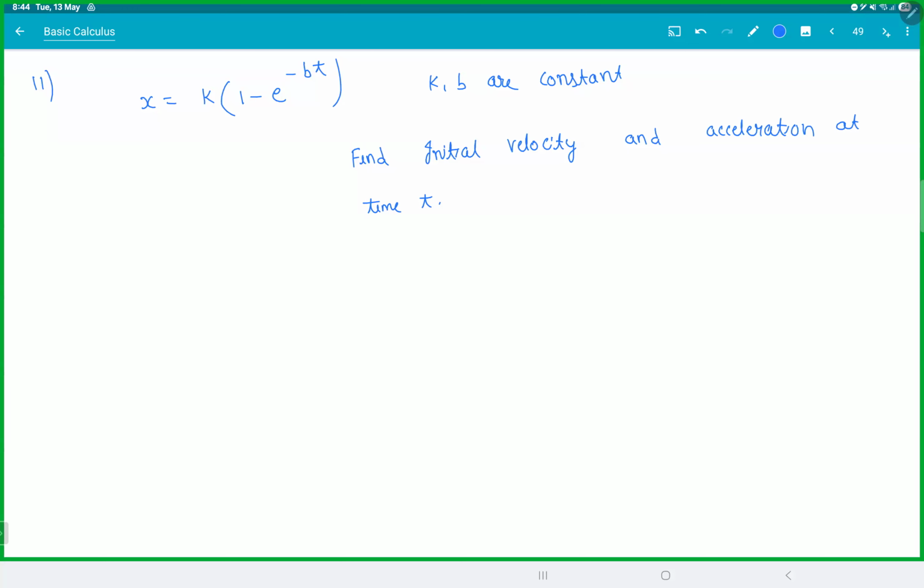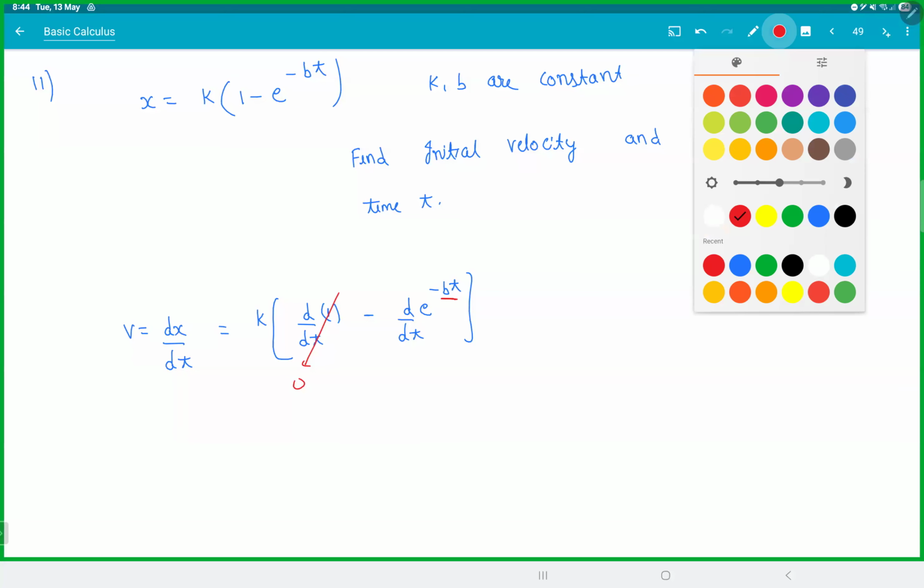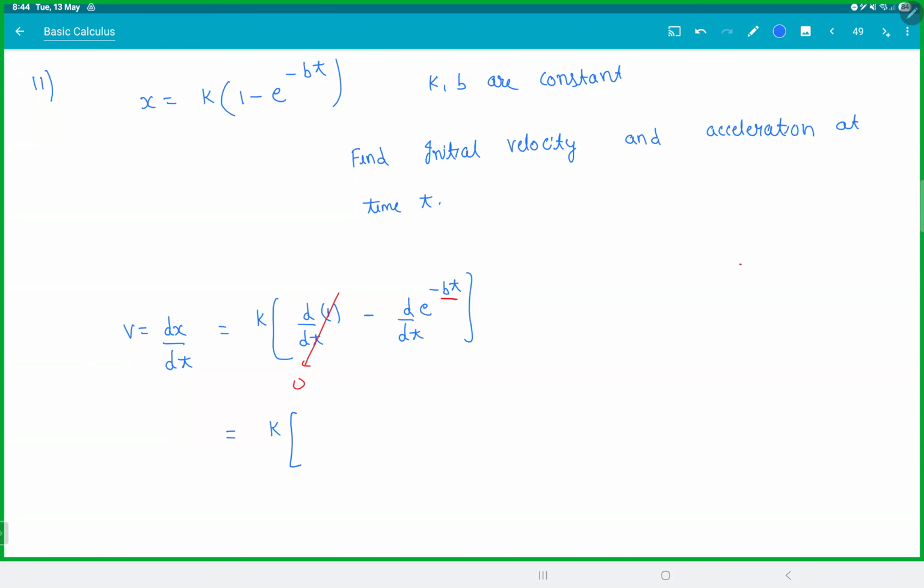Let's see. Differentiate this. So velocity will be dx by dt. K is a constant, it comes out. Then you're differentiating 1, then you're differentiating e power minus bt. 1 is a constant, so this is 0. This is e power a function, isn't it? Chain rule. That is e power something. What is e power something a differential? So this will be k into 0 minus e power something is e power that some function. Then differentiate whatever is that function, which is minus bt.